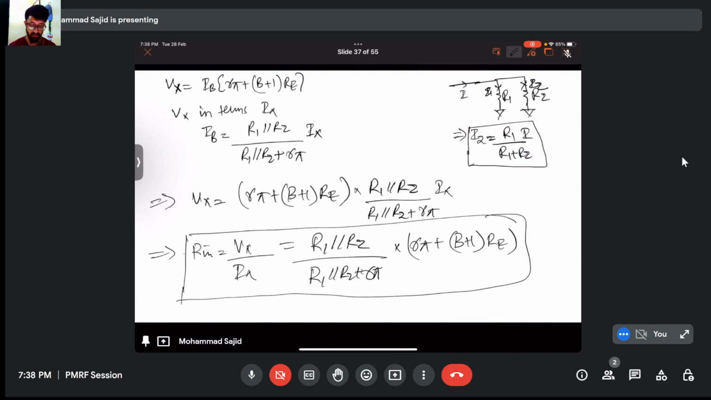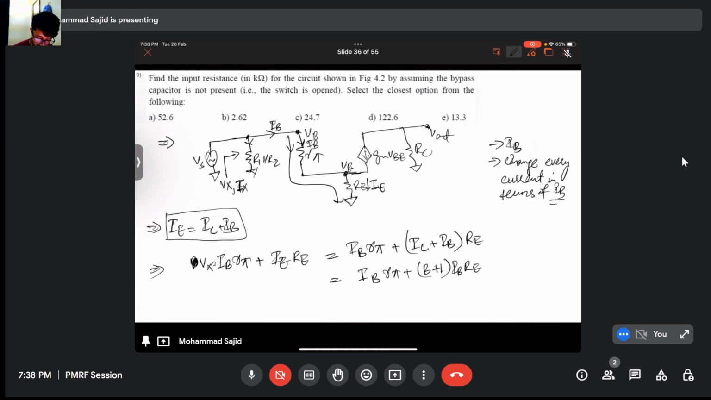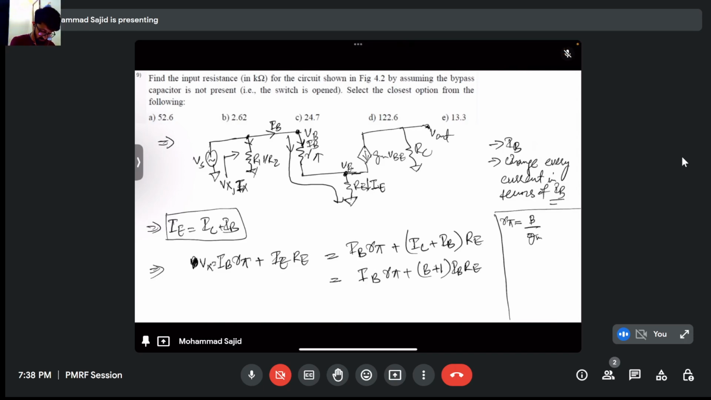Right? So let's just find a few values. Let's first see what R pi is. R pi is equivalent to beta by gm, right? I'm a little bit confused about the R pi formula. Let me just check what the formula for R pi is. Give me a second. R pi is beta by gm, it's correct. And gm is IC by Vt.